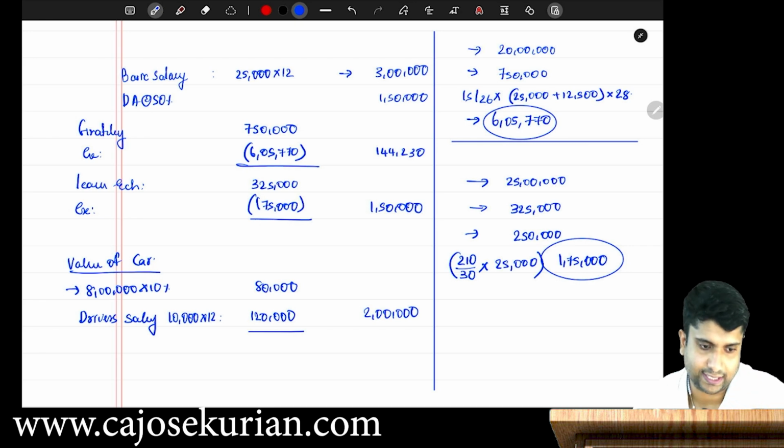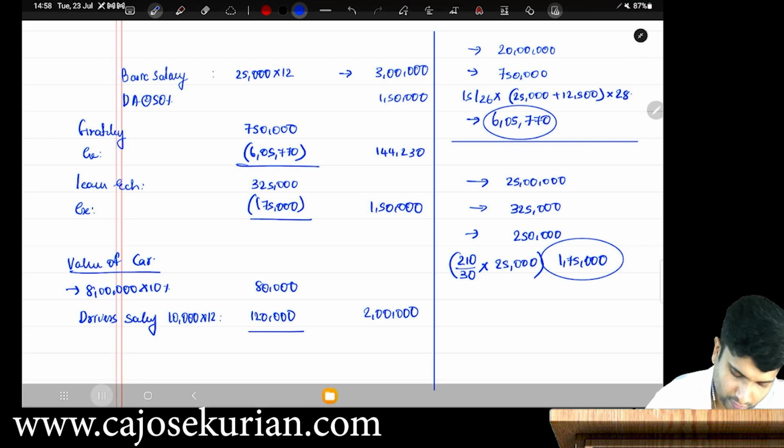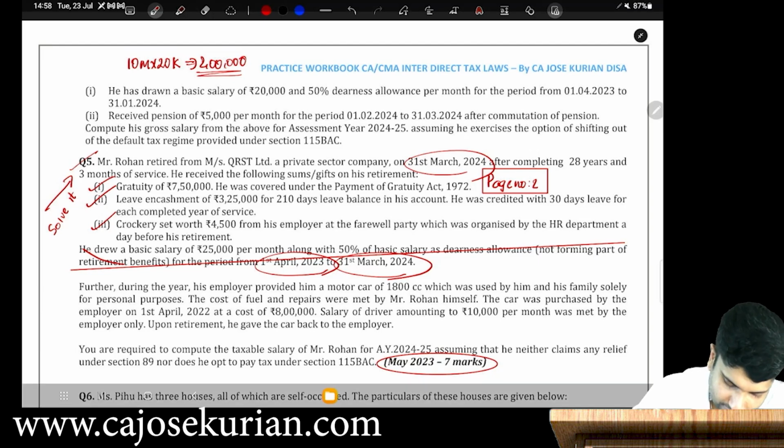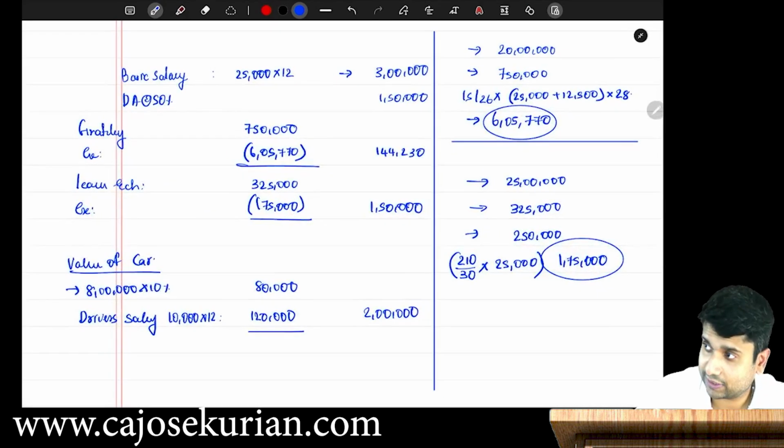Now, what's next? Salary amount we have done. Upon retirement, he gave that car back to the employer. I think this is it, right? This is such an easy question because we have done a question which is more lengthy than this. So this 7-mark question is nothing.